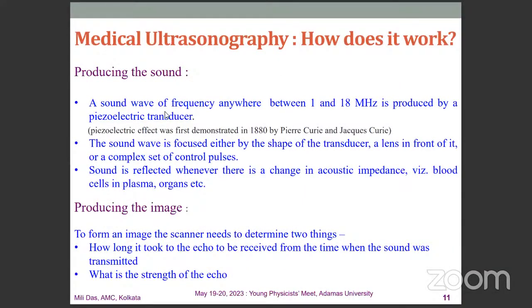Now, how to produce this sound wave? Dr. Das, sorry for the interruption. Yes. You have just 2 minutes left.